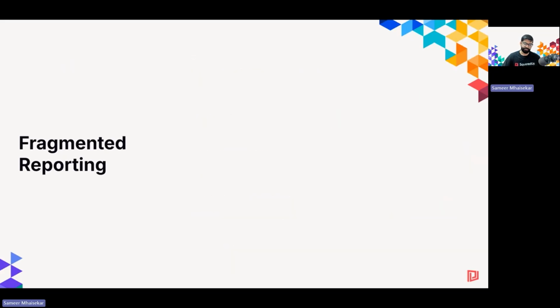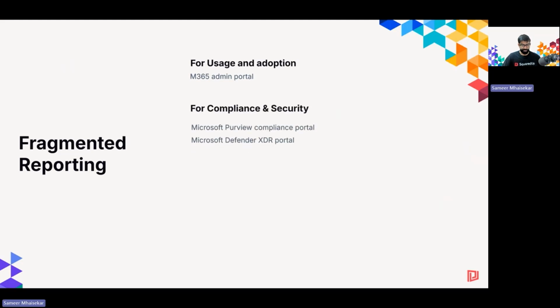So as we now dive into the world of M365 reporting, one thing becomes clear pretty quickly, and that is that the reporting is anything but centralized. For example, if you want to check usage and adoption for your Office apps, then you have to head over to the M365 admin portal. If you need compliance or security insights, then head over to the Microsoft Purview Compliance portal or the Defender XDR portal.